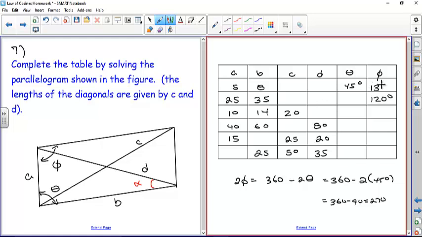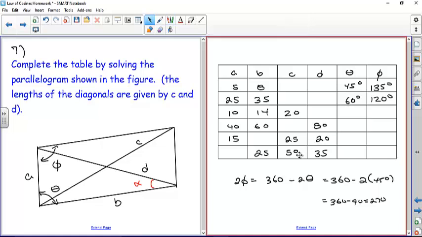So we can kind of do all of these. 2 times this plus 2 times that should equal 360. So the same thing here. If you multiply this by 2, you get 240. 360 minus 240 is 120. 120 divided by 2 is 60. So that's that one. Here we can't. So for those two, we can do the angles.